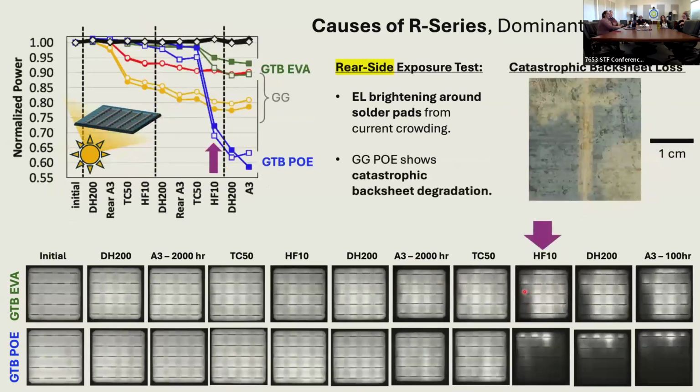We see, so this is now the rear side exposure, but still glass transparent backsheet EVA and glass transparent backsheet POE. We see this similar kind of degradation pattern emerge with this local brightening along the solder pads, but it isn't as severe until we get to this humidity freeze step towards the end of the stress sequence. Then there's a pretty bad delamination event, and that really accelerates that local current crowding and degradation of some of the solder pads.